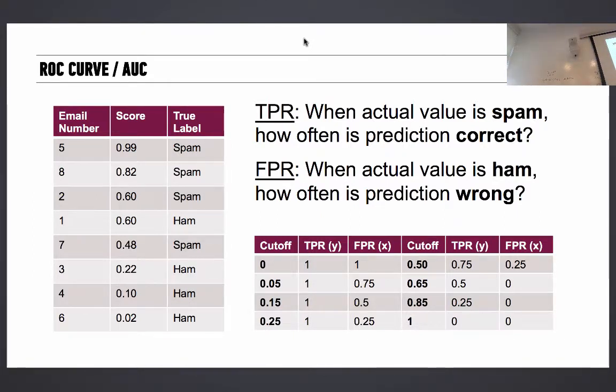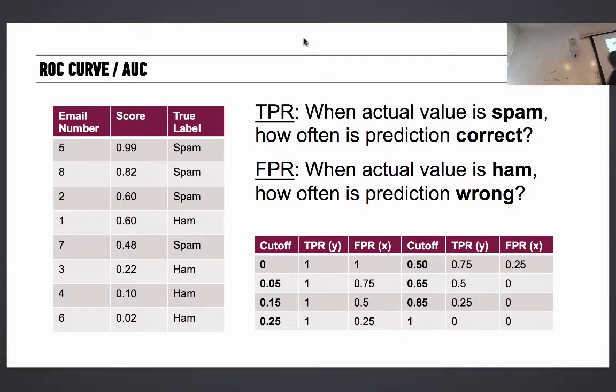Likewise, when your cutoff is 100%, what does that mean? Everything is ham. Let everything through. Your spam filter actually does nothing. So when it was spam, how often were you correct? Never. When it was ham, how often were you wrong? Never. Theoretically, you want to maximize your true positive rate and minimize your false positive rate. That's your goal here. You want the true positive rate as good as possible, the false positive rate as low as possible.